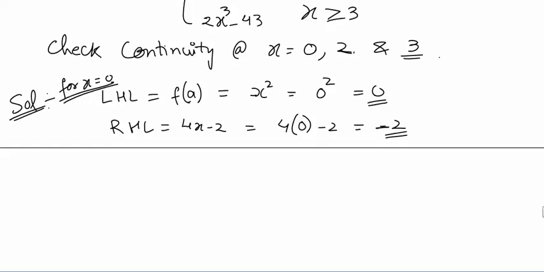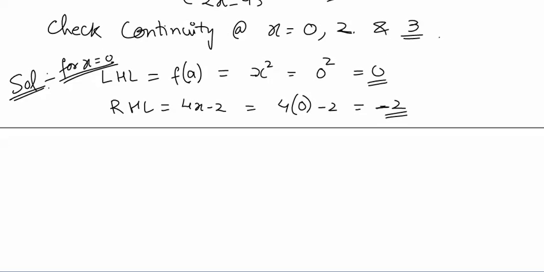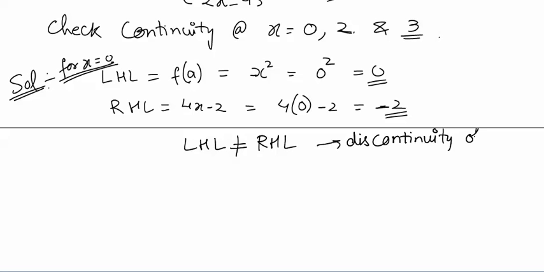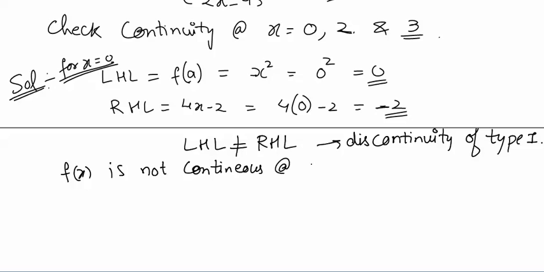No. Which type of discontinuity is this? This is discontinuity of type 1. Yes, LHL is not equal to RHL, so it is discontinuity of type 1. Is that clear to you now? So f(x) is not continuous at x equal to 0. This is one statement you can make. We can say note 1.